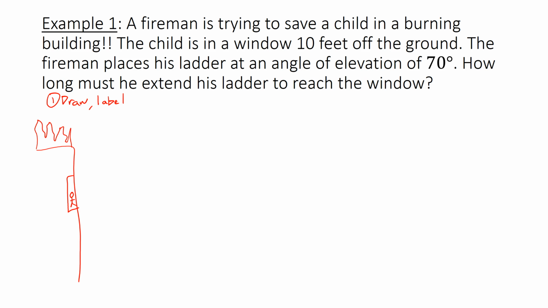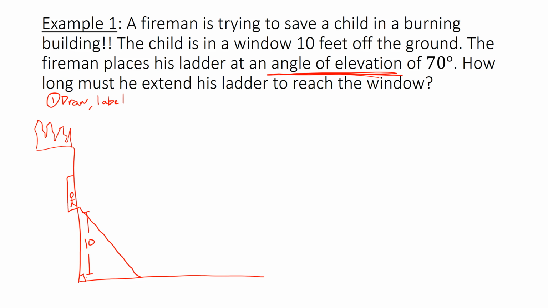Now I know that the child is 10 feet off the ground. So let's draw the ground and label this 10 feet from here to the ground. Okay, so 10 feet. Now the fireman is putting his ladder at an angle of elevation of 70 degrees. So here's his ladder. It's leaning up against the wall, and we're told that the angle of elevation is 70 degrees. So let's think about the angles that I have right here. First of all, buildings, especially if you live in Morocco, because they really like their rectangular buildings, are always at right angles to the ground. So there's a right angle.